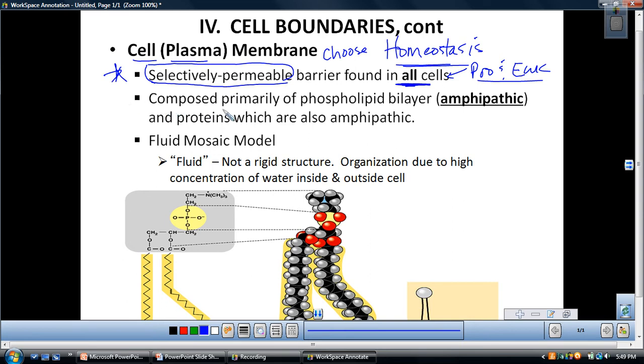Okay, if you look at the cell membrane and what it's composed of, the number one component is a phospholipid bilayer. And if you remember, we visited those phospholipids in the biochemistry chapter, and they are amphipathic. That means one end is hydrophilic and one end is hydrophobic. That's what amphipathic means.